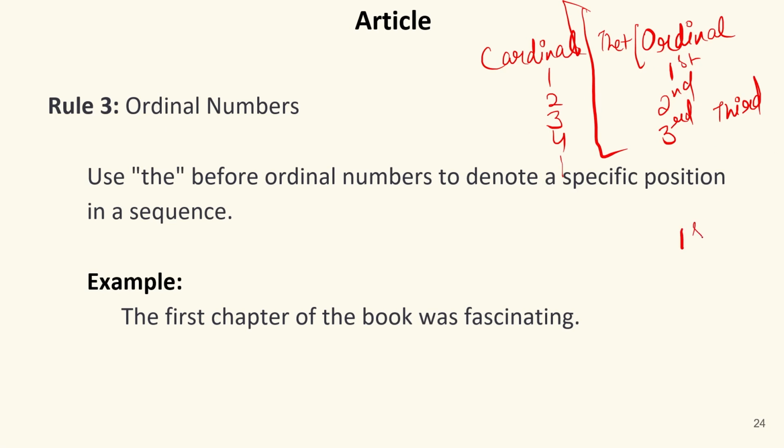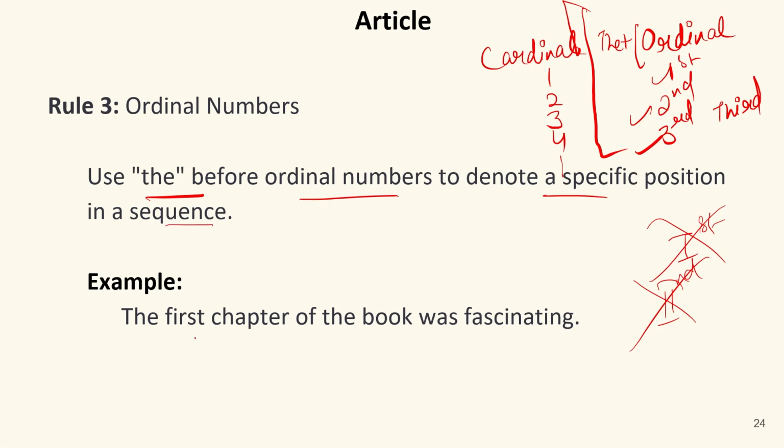One more thing, we should not write ordinal numbers as this. This is incorrect form of writing an ordinal number because these are Roman numbers. So we write ordinal numbers in this manner, first, second, third and so on. So use the before ordinal numbers to denote a specific position in a sequence. The first chapter. So here we have written the first. So first is the ordinal number which should be always preceded by the, that is a definite article. So the first chapter of the book was fascinating.